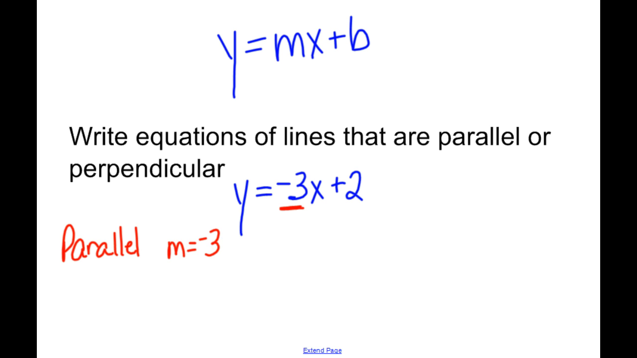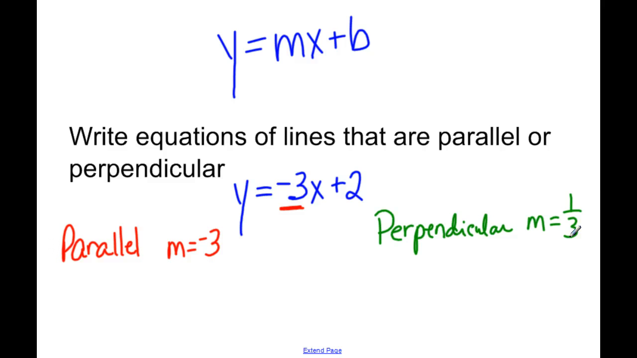If I asked you to write an equation for a line that is perpendicular, then we know that perpendicular lines, their slopes are opposite and reciprocals. So again, I go back and look at the slope that was given to me. The opposite of that would be positive, and the reciprocal would be 1/3. So we're going to use a positive 1/3. Okay? Then you're just going to simply write the equation like you would.